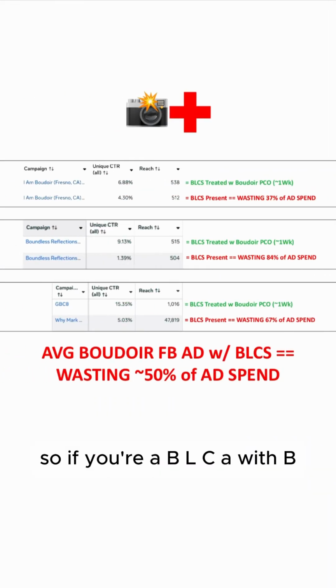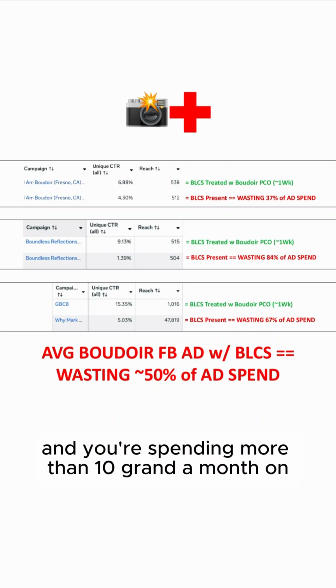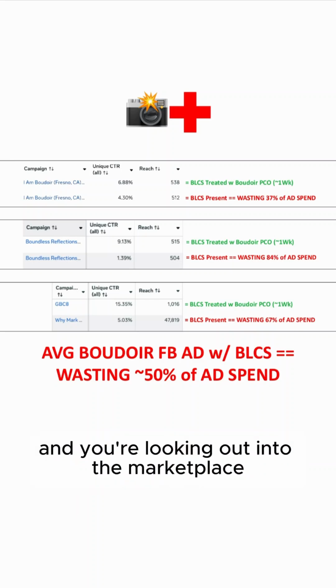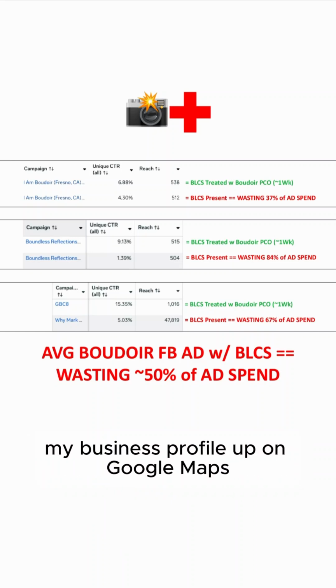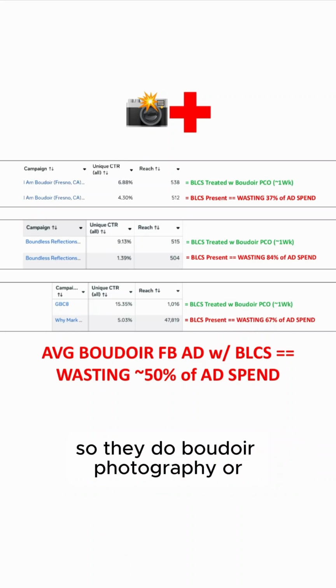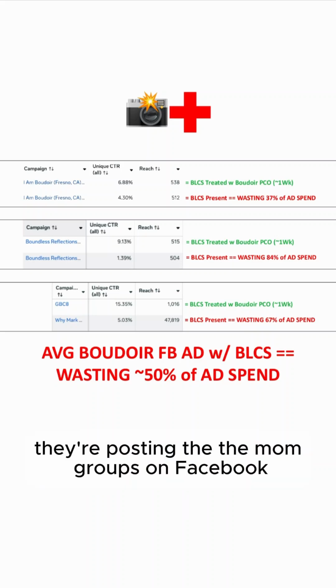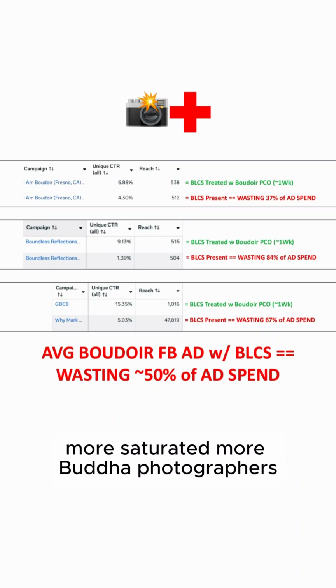So if you're a BLCA with BLCS, if you're a boudoir low click advertiser with boudoir low click syndrome, and you're spending more than 10 grand a month on boudoir Facebook ads, and you're looking out into the marketplace, seeing it get more and more saturated. It seems like when someone gets a new iPhone, every single day, someone's throwing up a new Google My Business profile on Google Maps, saying they do boudoir photography, or they get a new camera, they're posting in the mom groups on Facebook saying they do boudoir photo shoots. And you see it's getting more and more competitive, more saturated, more boudoir photographers.